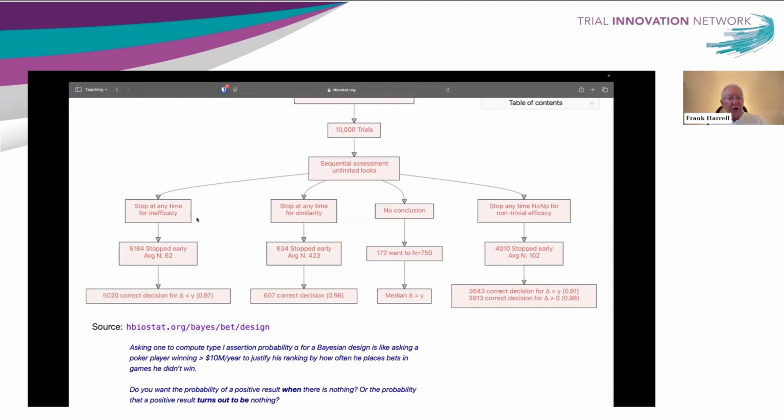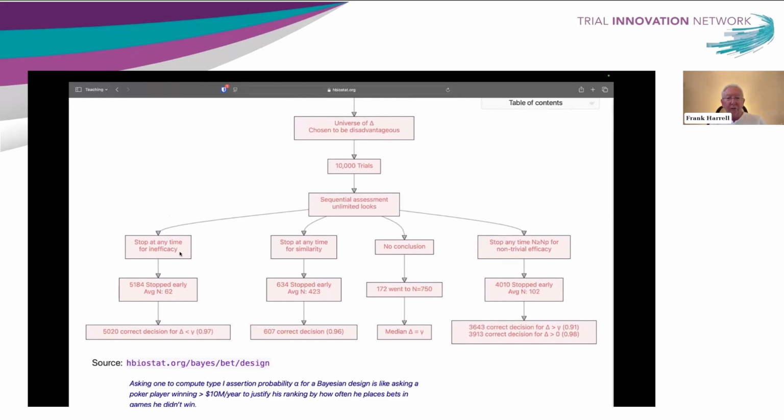Now, what happened in this particular simulation? We simulated 10,000 trials under a universe of treatment effects under certain constraints, and half of those trials stopped early for inefficacy. This is a huge thing. So if we use 10,000 different values of capital delta, half the time we were able to stop early with a conclusion of inefficacy. The average sample size at which we stopped for a conclusion that the drug doesn't work was 62 patients. Remember, the study was powered to need like 220 to 250 or so patients.